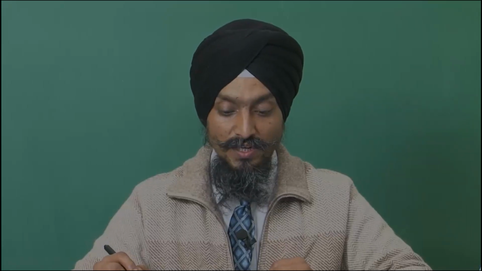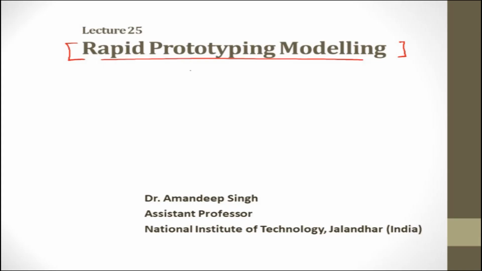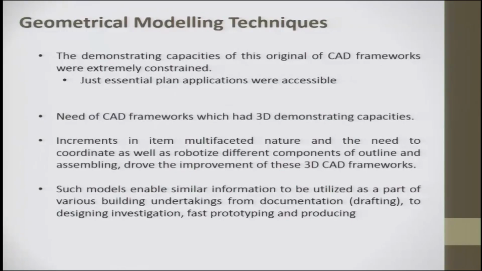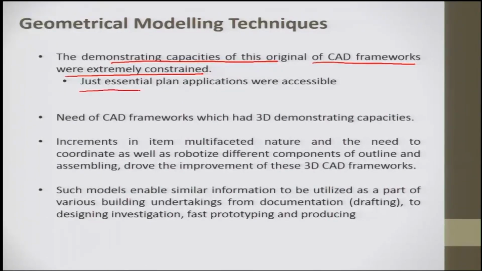So, let us continue our previous lecture here. Next, I would like to discuss geometrical modeling techniques. The modeling capacities of the original CAD frameworks were extremely constrained. That is, the 2D applications had limited use only. Just essential design applications were available here, and these applications were a long way from being fit for dealing with genuine mechanical design problems. So, final mechanical designs could not be made out of these. There was a need for CAD frameworks which had 3D modeling capacities.